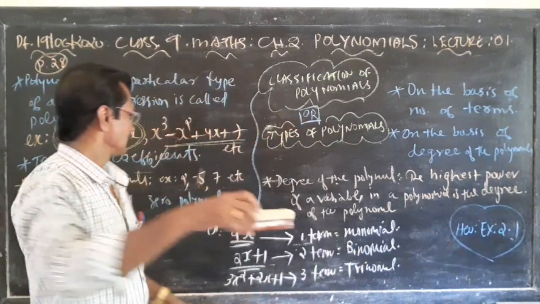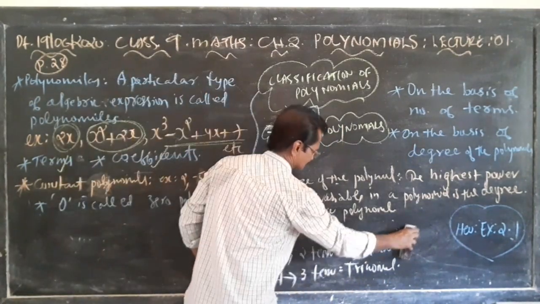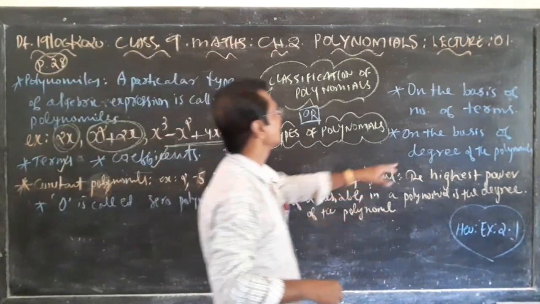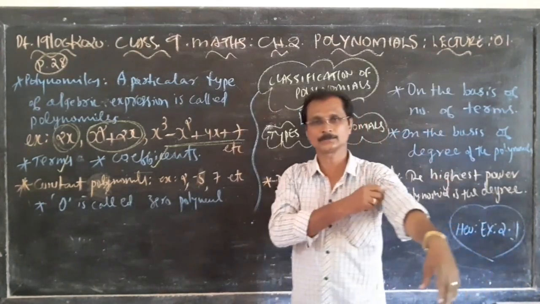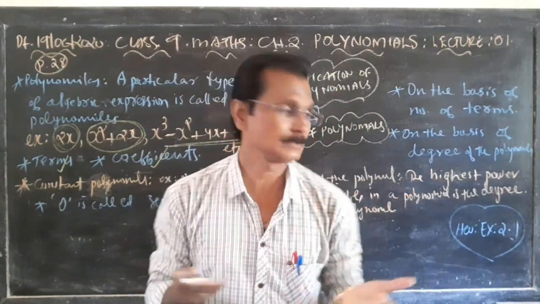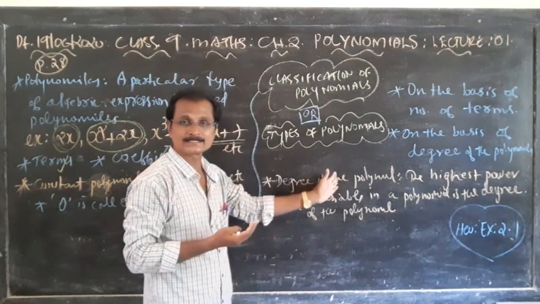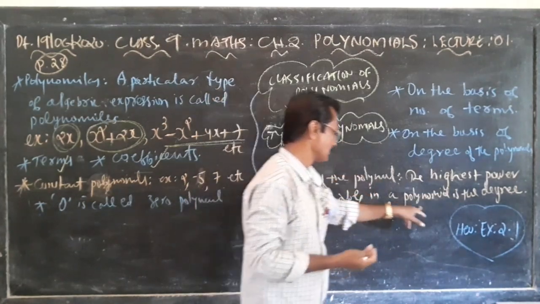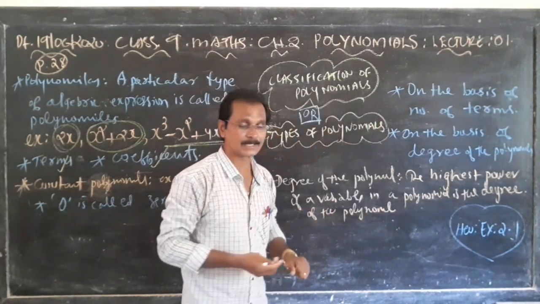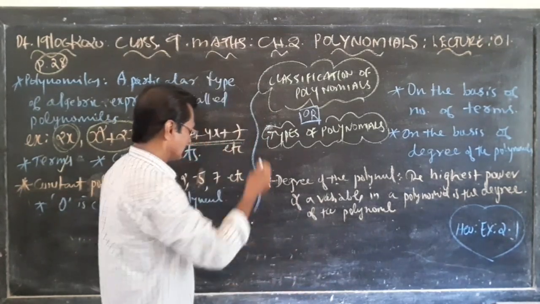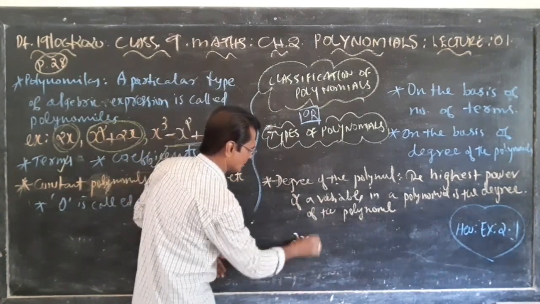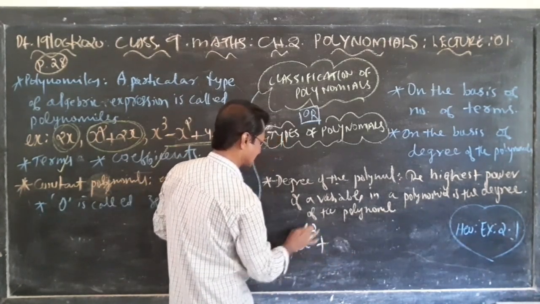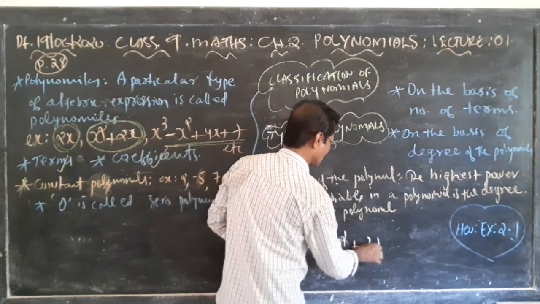Now another classification is there, on the basis of the degree of the polynomial. So what is the degree of the polynomial? There it is written. The highest power of a variable in a polynomial is the degree of the polynomial. Highest power. Example. Look at the example. 2x raised to 3 plus x squared plus 2x plus 1.